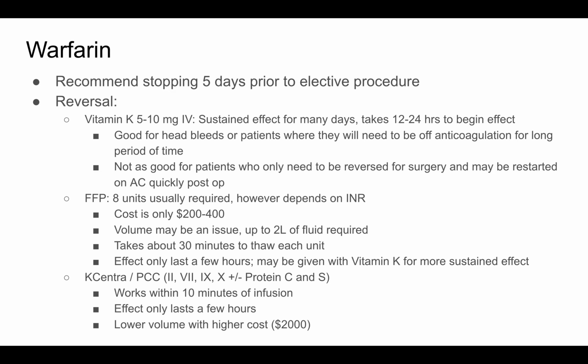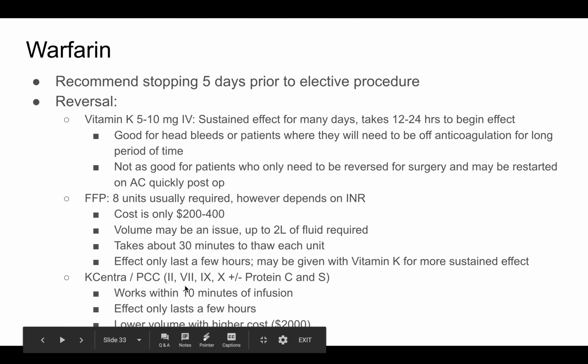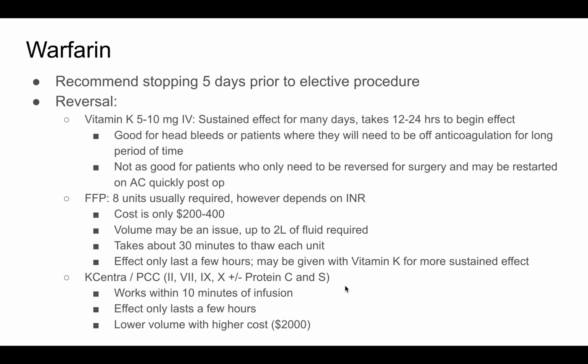The last option, Kcentra, or PCC, contains factors 2, 7, 9, 10, and then variable amounts of protein C and S. They also talk about there are 2 different types of PCC. There's 4 factor and 3 factor. And that's just based on the amount of factor 7 that it has in it. So the 3-factor PCC has lower levels of factor 7 in it than does the 4-factor PCC, which has higher levels of factor 7.